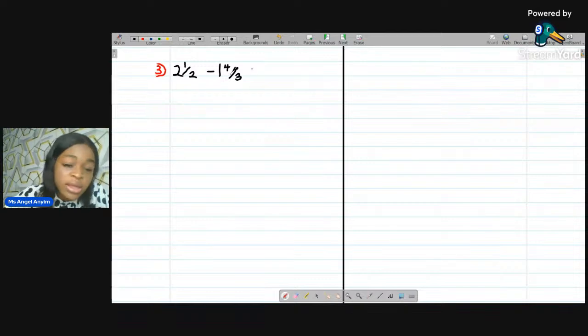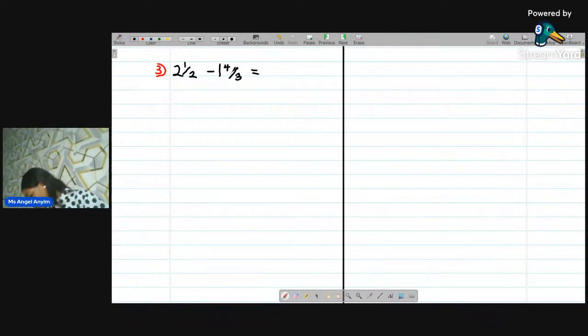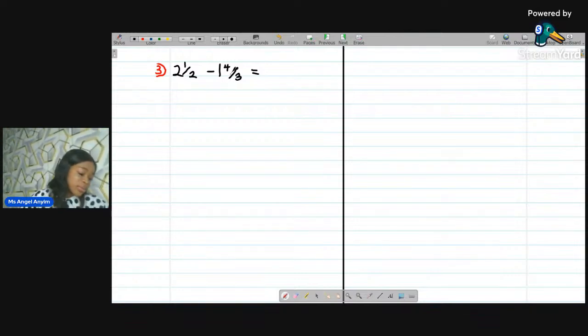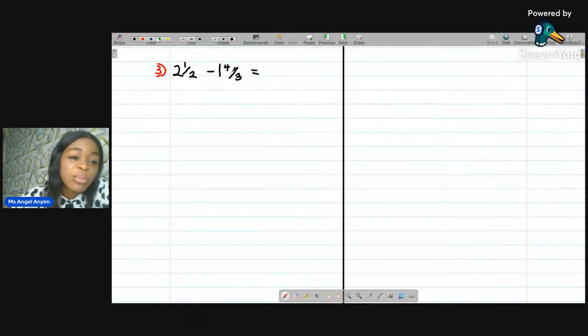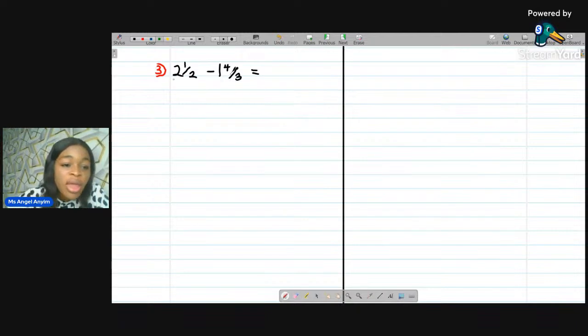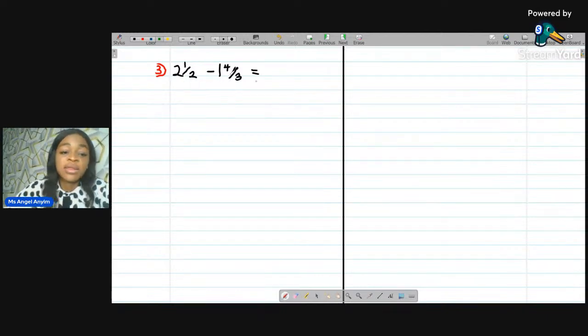So let's do this. Now that you have two mixed fractions, what do you do? When you have two mixed fractions, you can add them the way it is, or you convert them to improper fractions. You can subtract them the way it is.